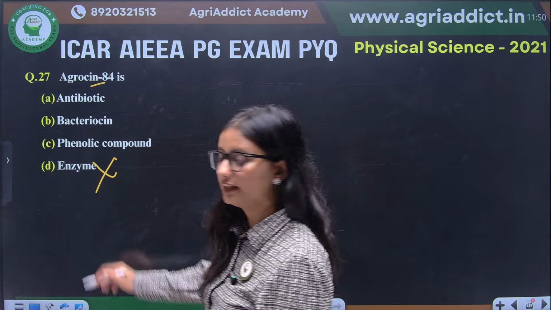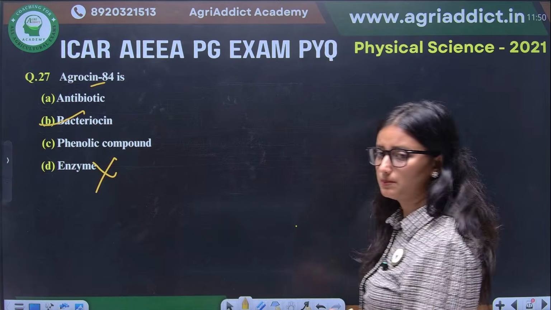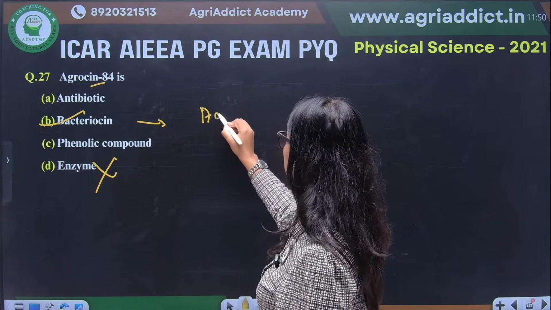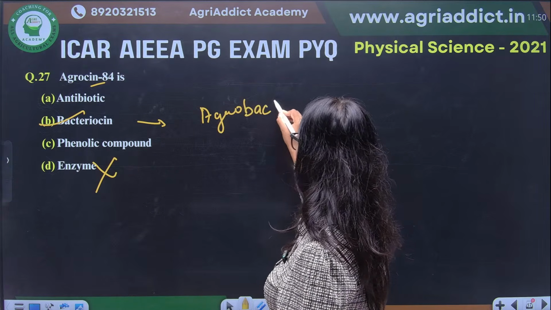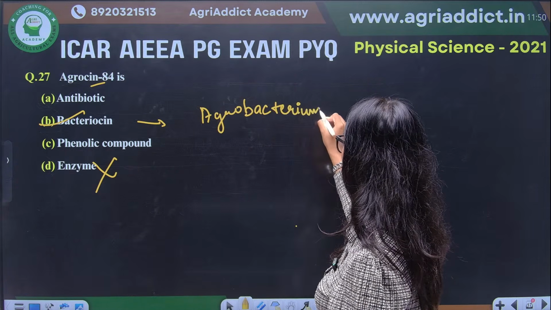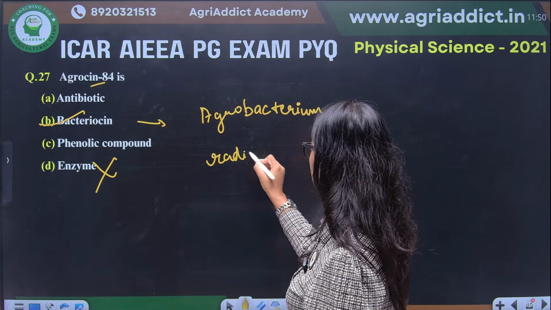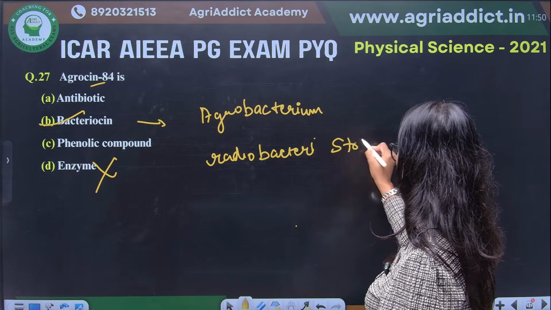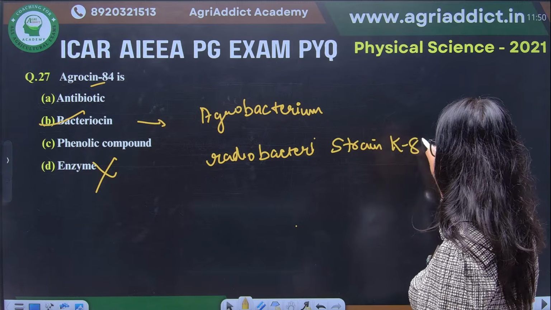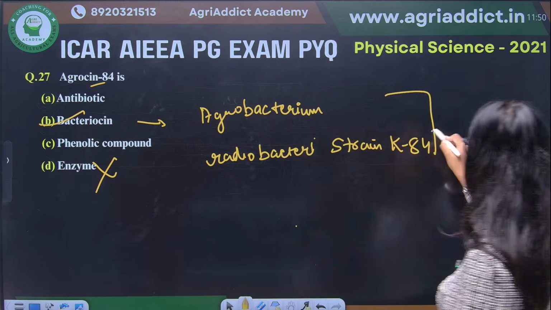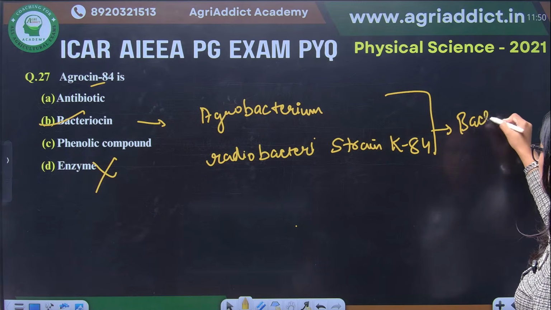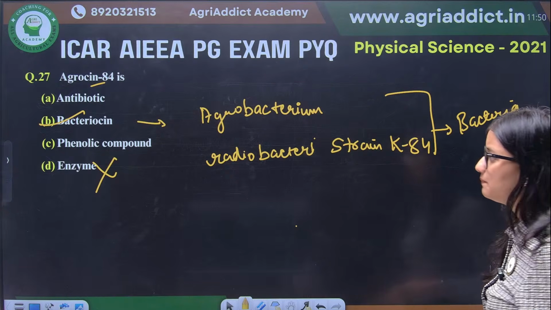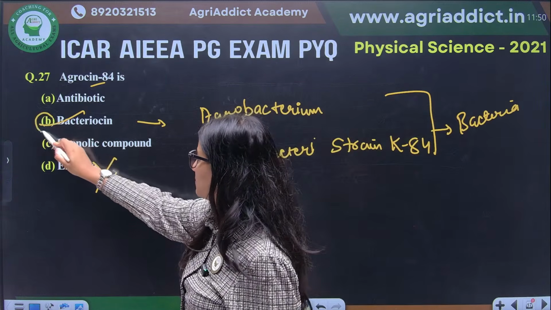This is bacteriocin. Bacteriocin means it is obtained from a bacteria. Which bacteria? Agrobacterium radiobacter strain K84. It is obtained from a bacteria and used against harmful bacteria. So it is a bacteriocin.